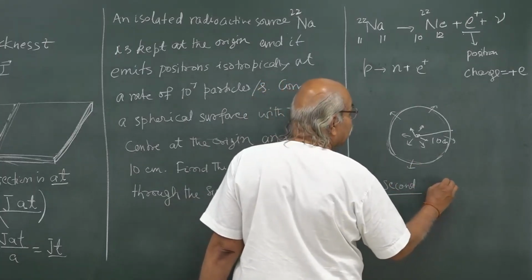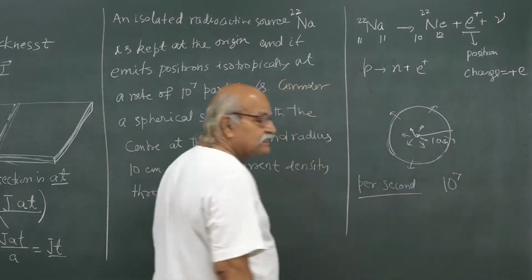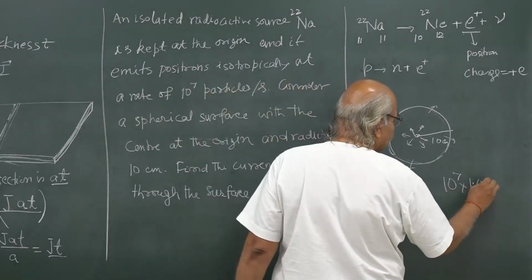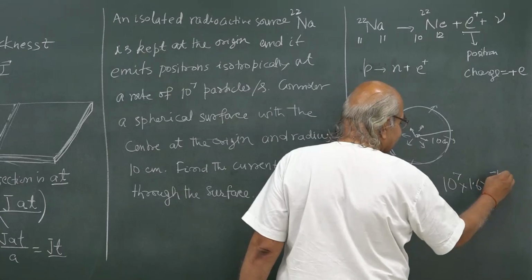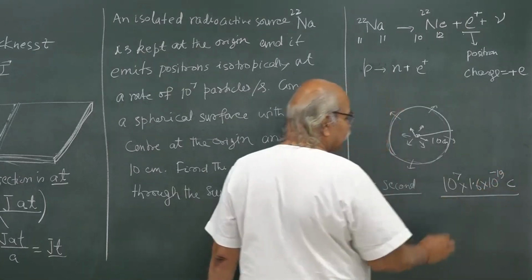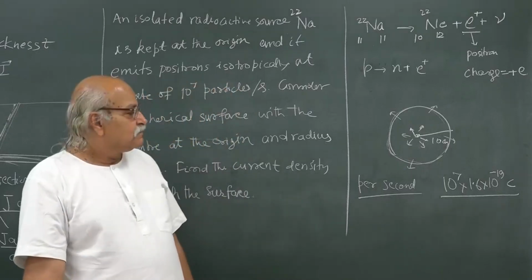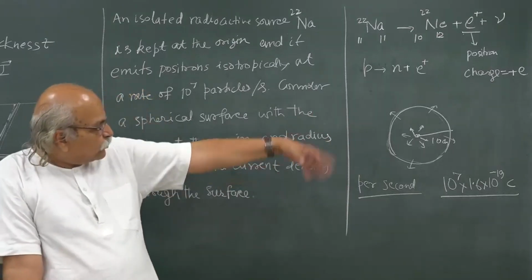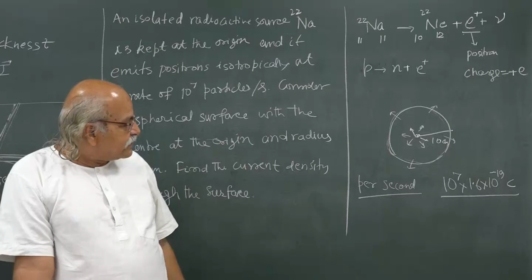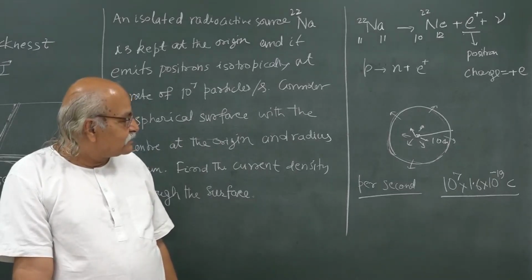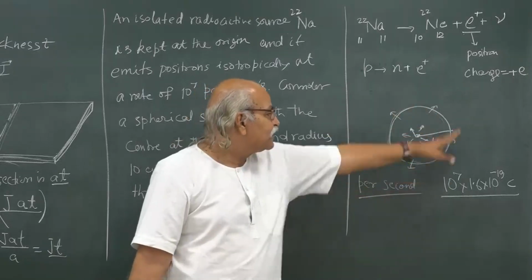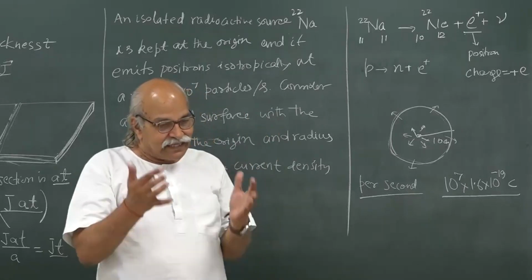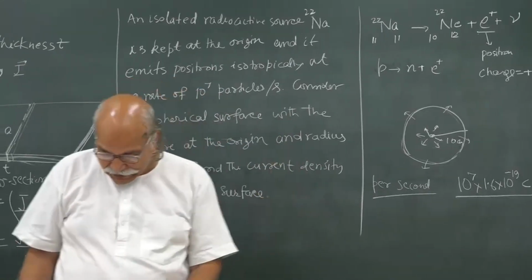How many positrons? Number of positrons will be 10 to the power 7. Number of positrons times 1.6 into 10 power minus 19 coulomb. So, this much charge is going per second. So, this is the current, this is the total current, and then it is going through that 4 pi r square. So, you can divide and get the current density here. So, you have taken a surface, and then from that surface charges are crossing, and you are asking what is the current density there. So, this is how you can get it.